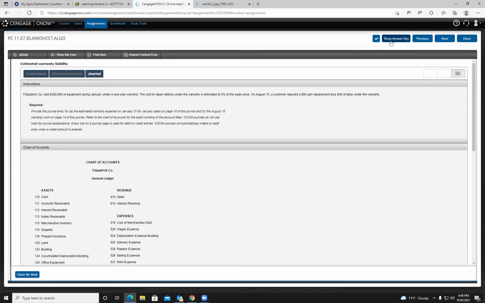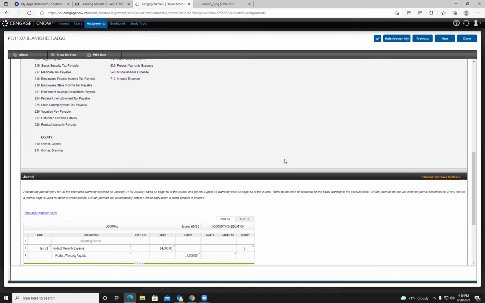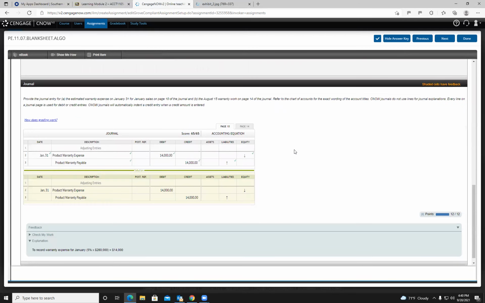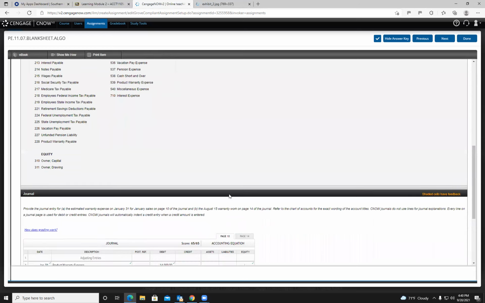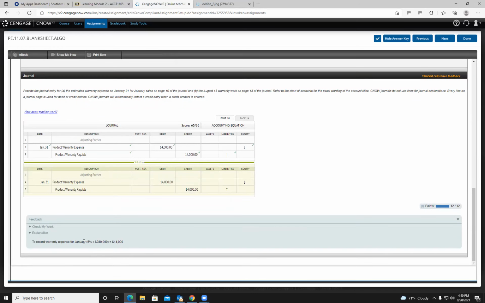Okay, so let's go ahead and go down here and look at how they entered the entry. Now on A, they wanted you to go ahead and provide a journal entry for the estimated warranty expense. So it said it was 5% of the total sales price. So if we come up here, we'll take 5% of $280,000. And that equals $14,000. So right here, it has it broken down for you. You can see the math. So you start out by recording the expense and then offsetting it by setting up a warranty payable.